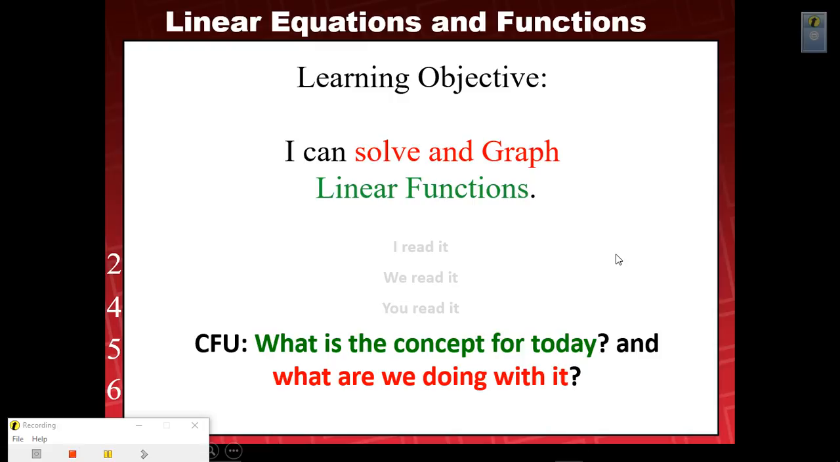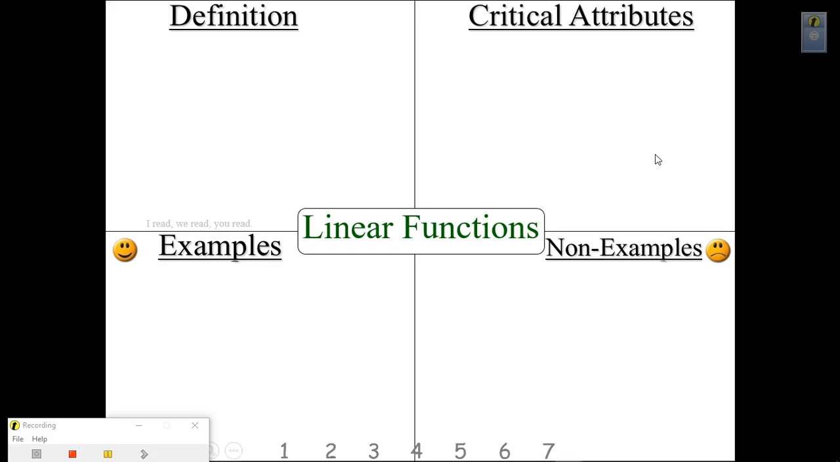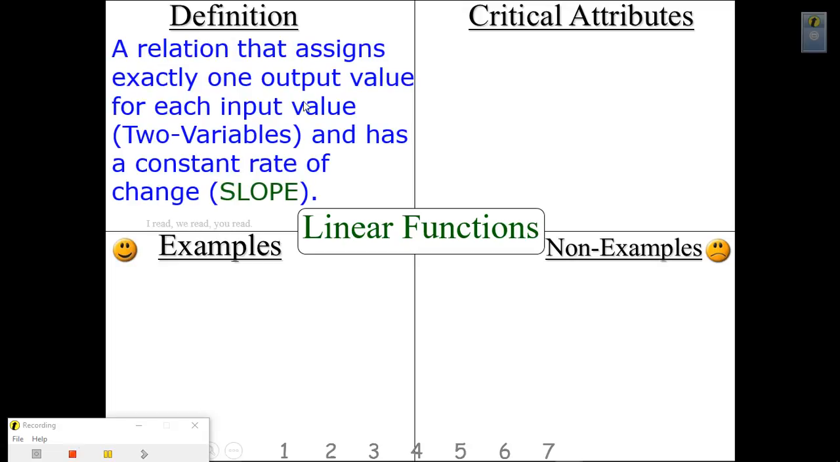And today we're moving on just to close this linear functions and linear equations section, because we already learned yesterday how to graph using what method? Using a table, right? So we found out what linear functions were. We covered that yesterday. Relations that assign exactly one output value for each input value, in 2 variables, and they have a slope called the constant rate of change.